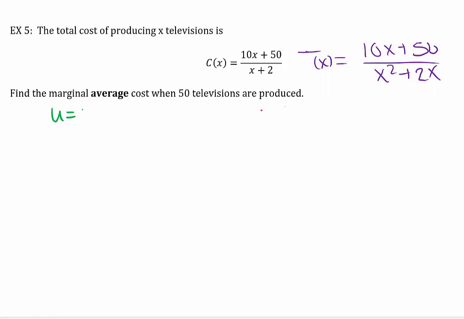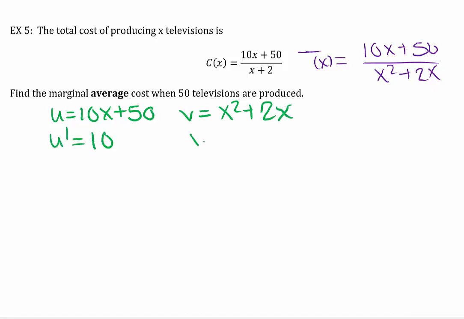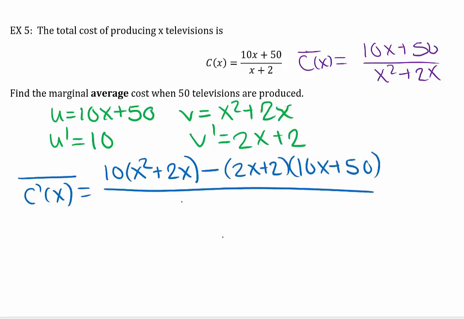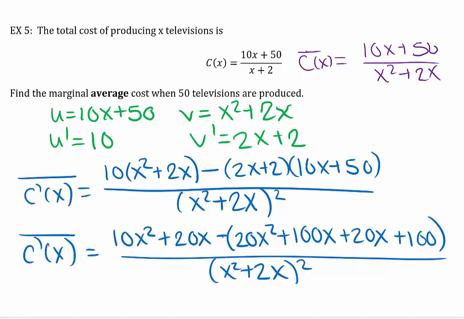Because I have a quotient, I have to use the quotient rule. My u is the numerator, and my v is the denominator. So that means my u prime is 10, and my v prime is 2x plus 2. Plugging that into my quotient rule, I take u prime times v minus v prime times u, and all of that is over v squared. We could do some simplifying by distributing, getting rid of parentheses. So I FOILed out, I guess, the v prime and the u. I distributed the 10, and then finally I'm going to combine like terms.